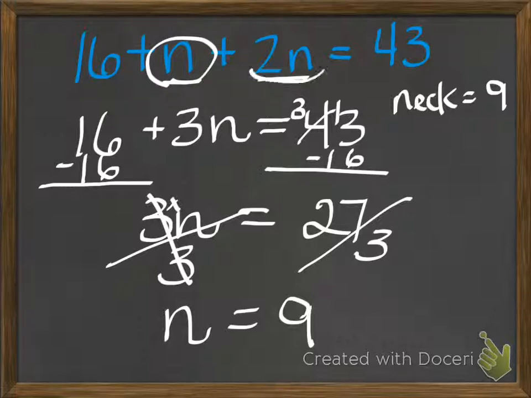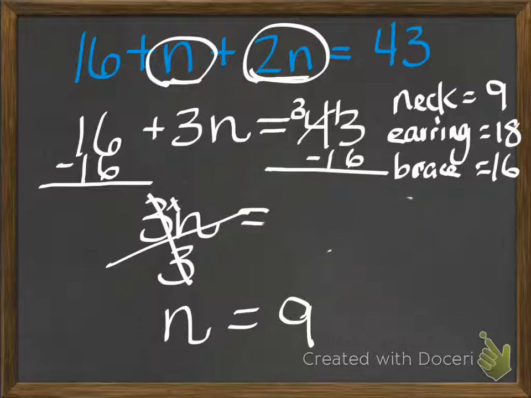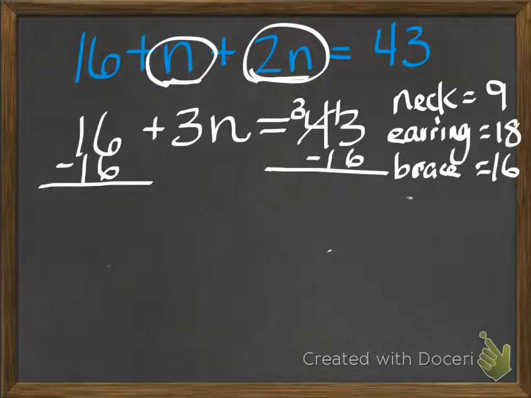That was that part. There are 2 times as many of that, so that means the earrings equal 2 times 9 is 18. And then I already knew that there were 16 bracelets. And I'm going to add that all up and see if it equals 43. So I'm going to make some room over here. Make sure it all works out.